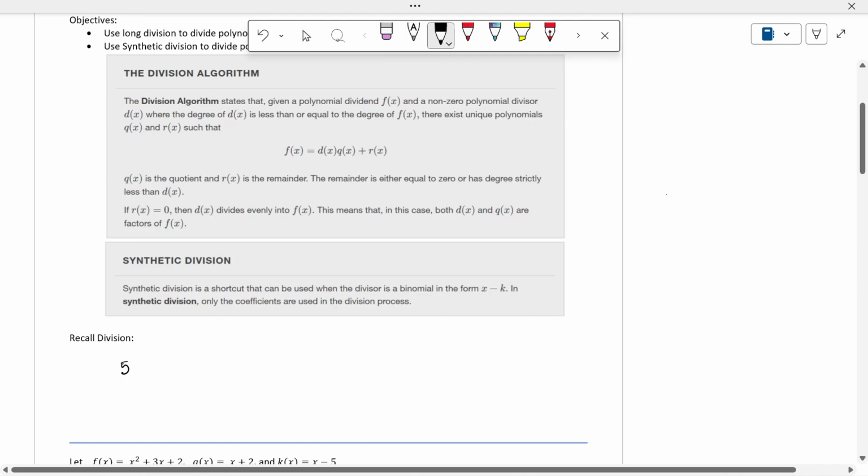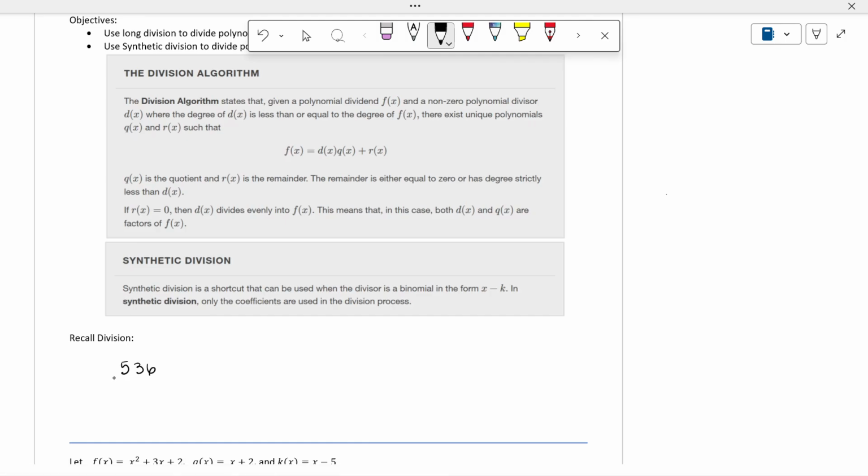Let's suppose we have 536, and let's divide it by 7. All right, so 7 can't go into 5, so nothing for that spot. 7 into 53, I can get as close as 49. If you recall, 7 times 7 is 49. Also, as you recall from elementary school, you would subtract these two lines. 53 minus 49 is 4. Then we bring down the 6.